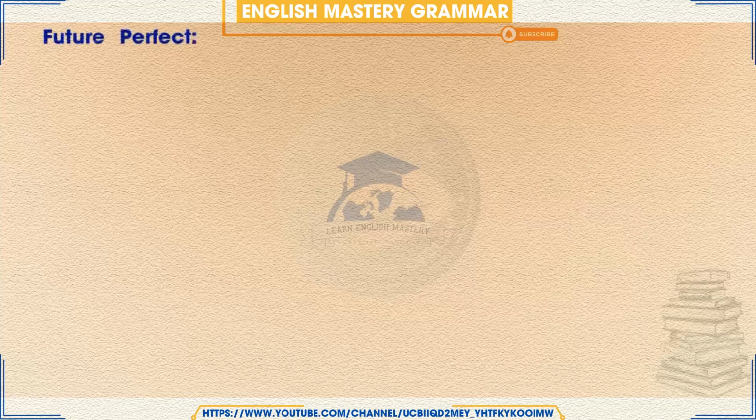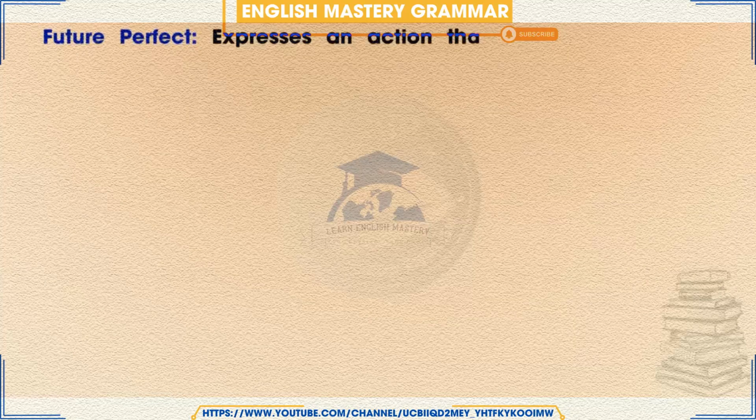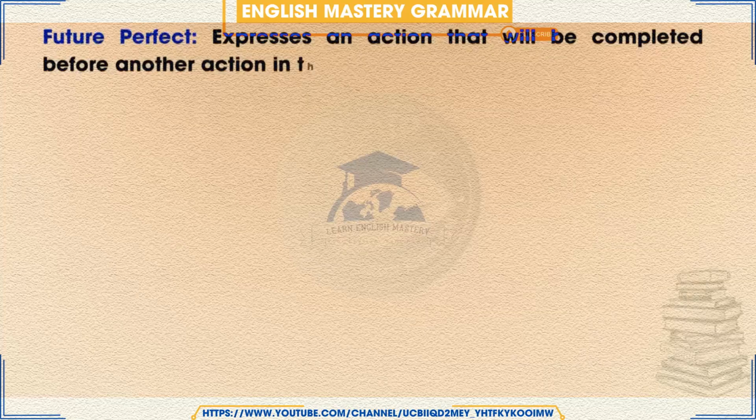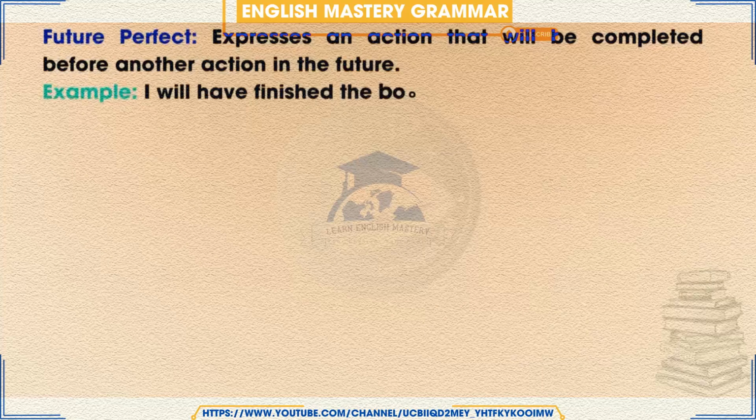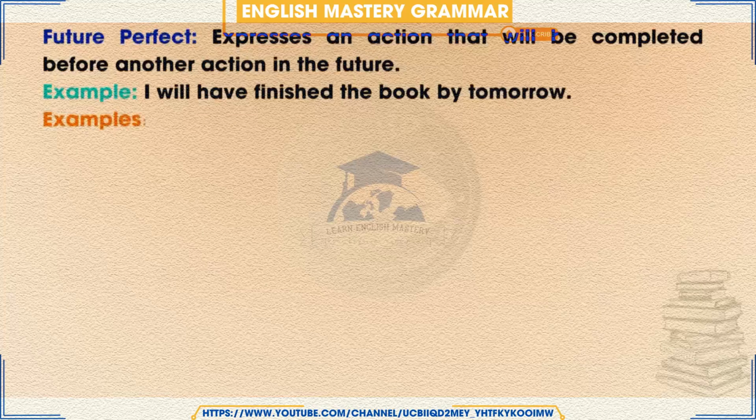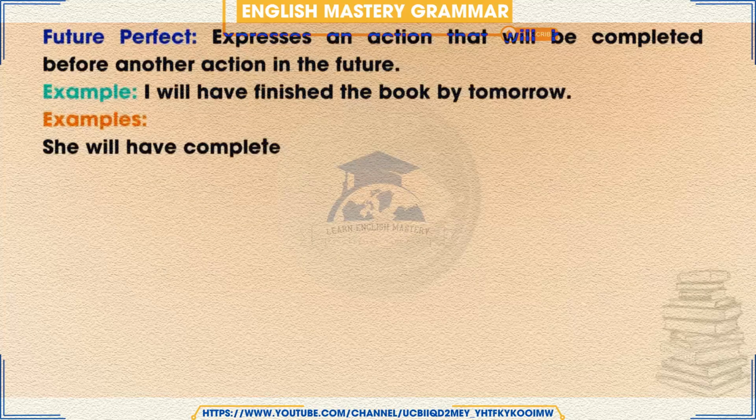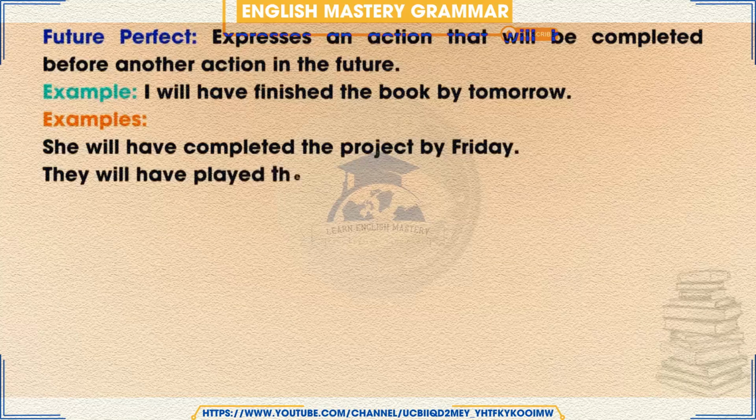Future perfect expresses an action that will be completed before another action in the future. Example: I will have finished the book by tomorrow. Examples: she will have completed the project by Friday. They will have played the game by the time you arrive.